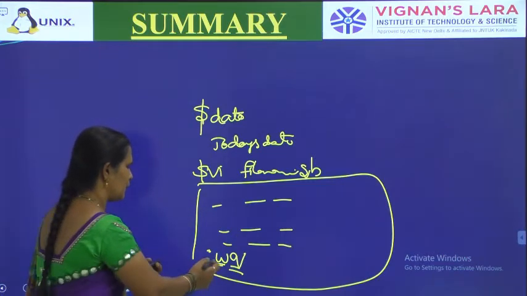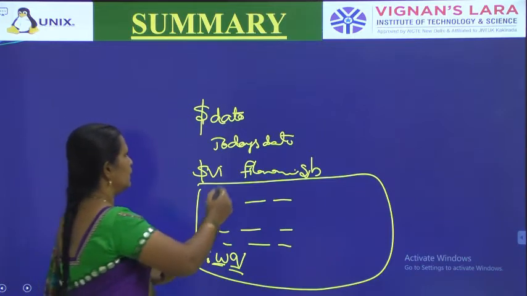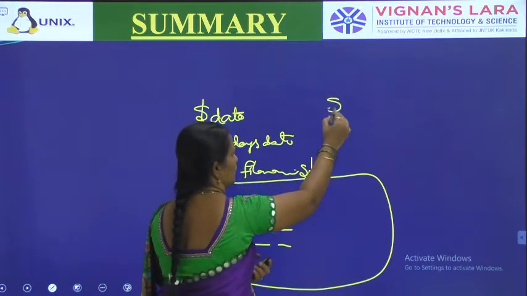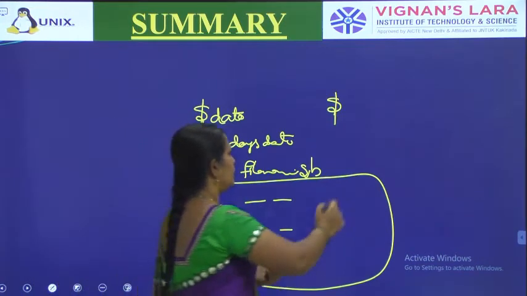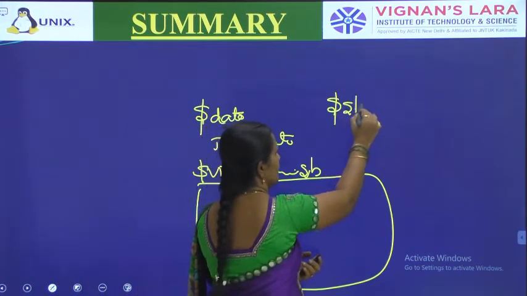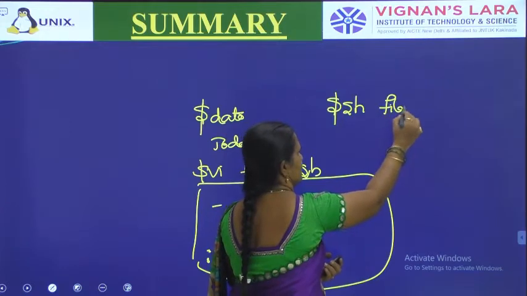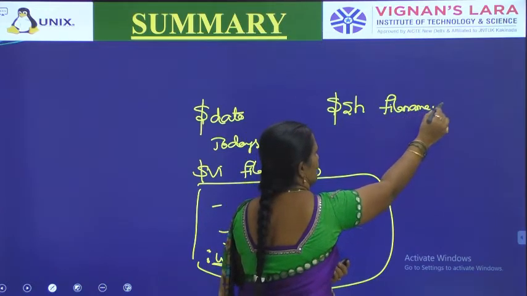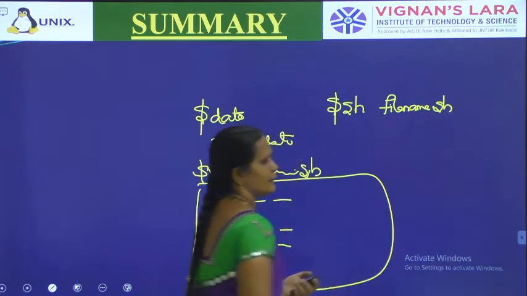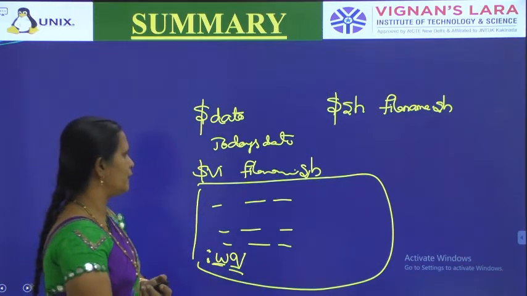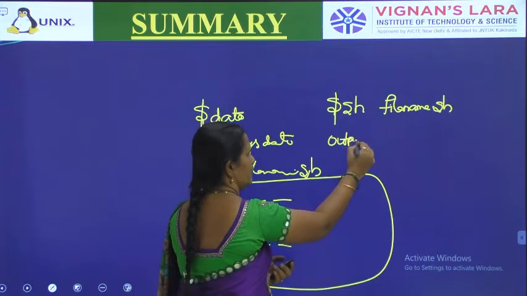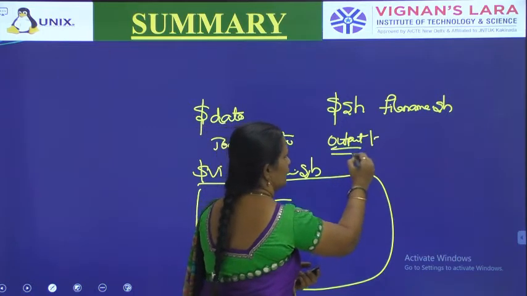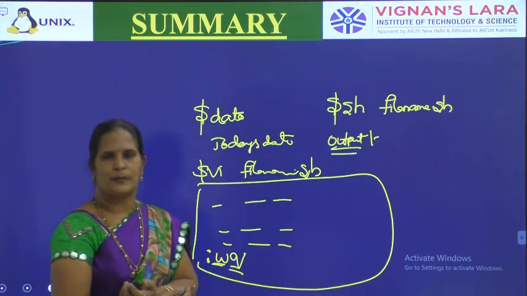After clicking on WQ, it is going to display the $ prompt. Here we have to specify the statement sh space filename dot sh. If it is error free, then simply it displays the output. This is about shell program.